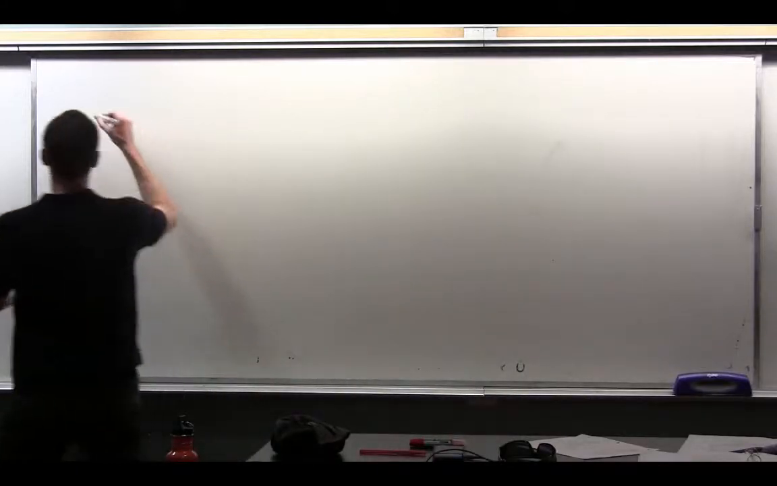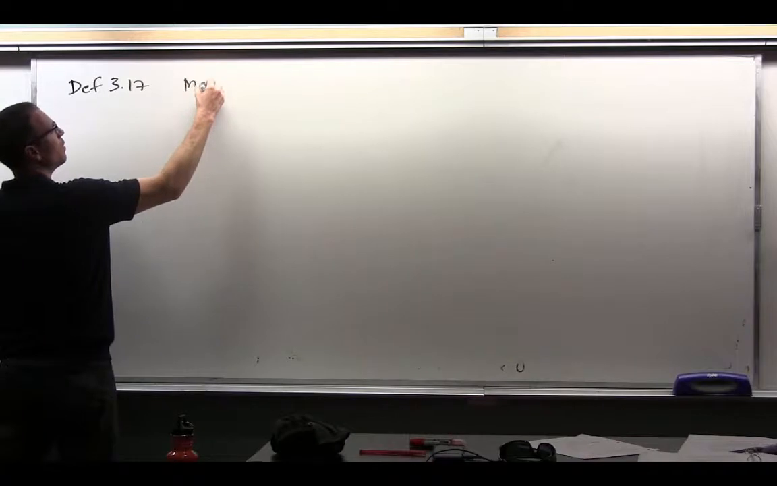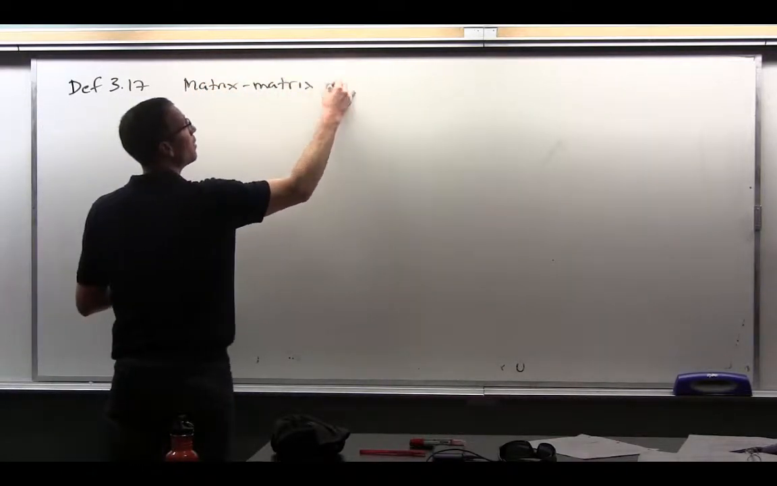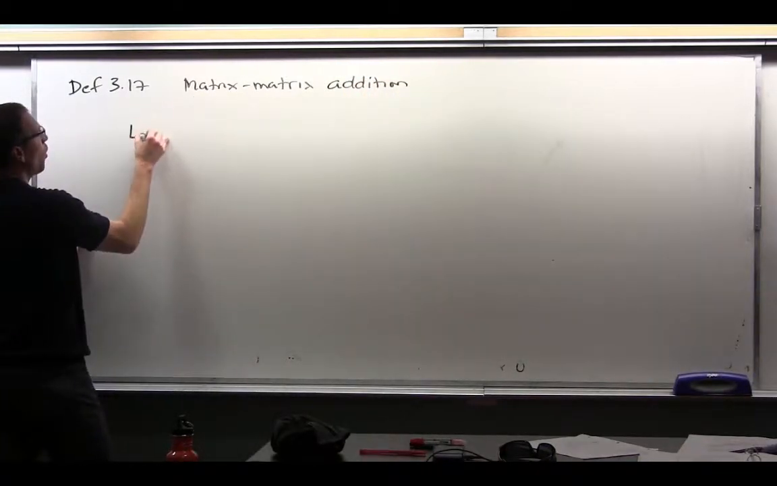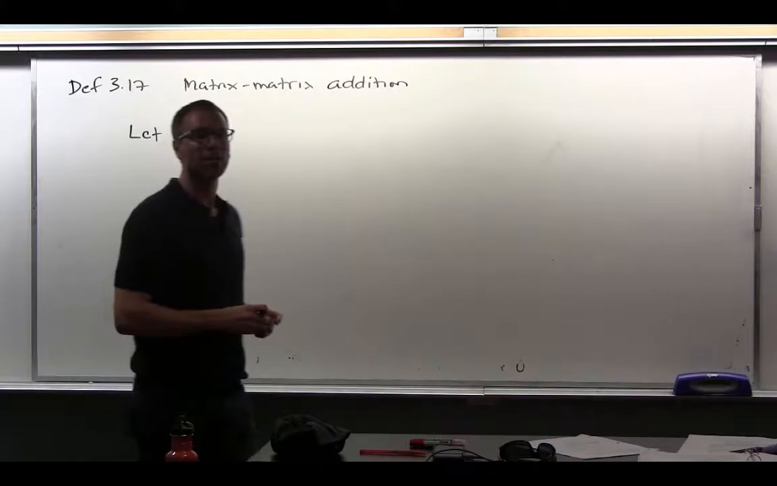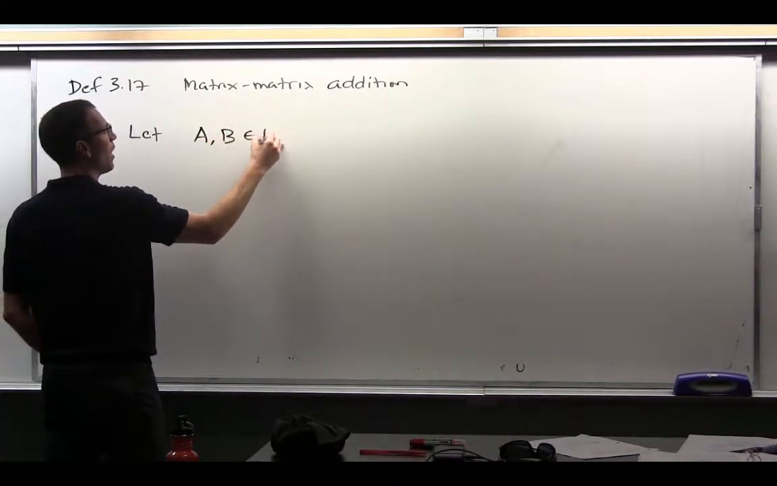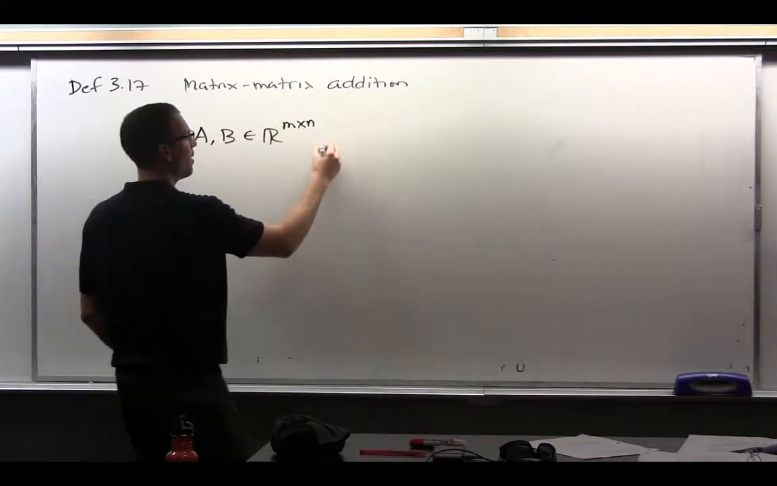How do you define vector-vector addition? Take two vectors of the same size, right? Okay, so what would that mean immediately about matrix-matrix addition? Yep. So let A and B be an element of R m times n.